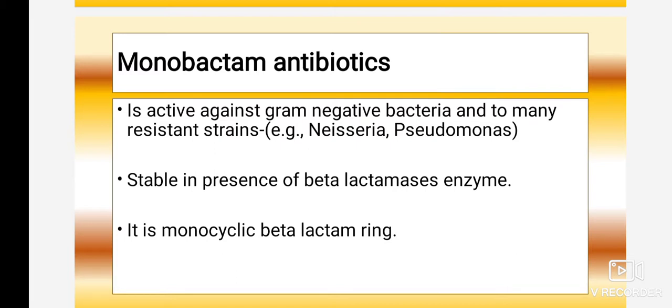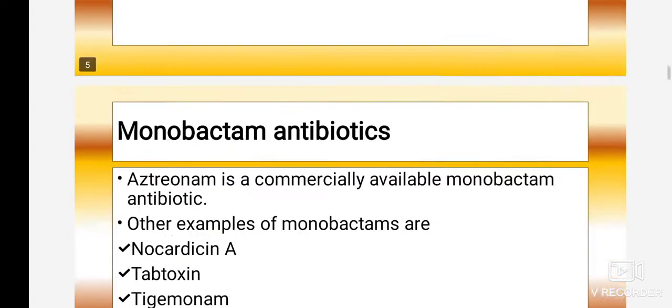Bacteria produce the beta lactamase enzyme to protect themselves from drugs. Microorganisms produce the beta lactamase enzyme, but monobactam antibiotics are stable in the presence of beta lactamase enzyme. This is a very important point, along with the fact that it is a monocyclic beta lactam ring.